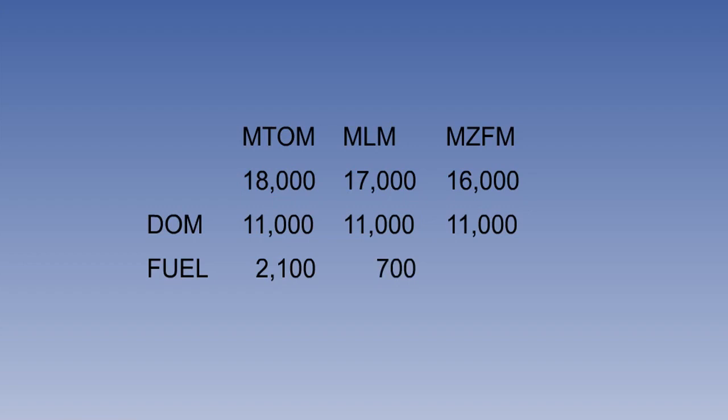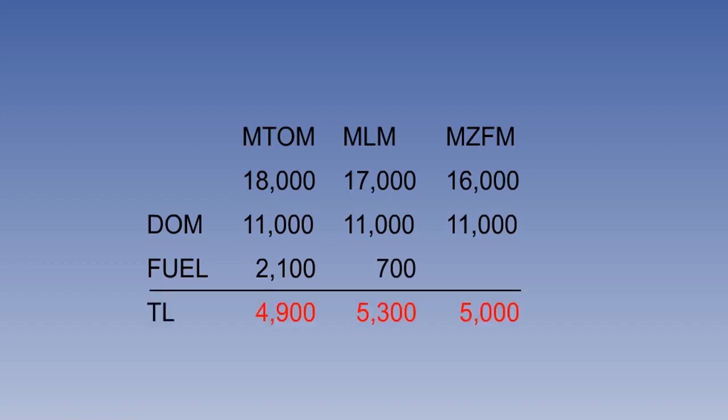Enter these figures into the table. Do the calculation as before. The lowest figure of the three is 4,900 kilograms, and so this is the maximum traffic load that can be carried, and, in this case, the aircraft is restricted by its maximum takeoff mass.